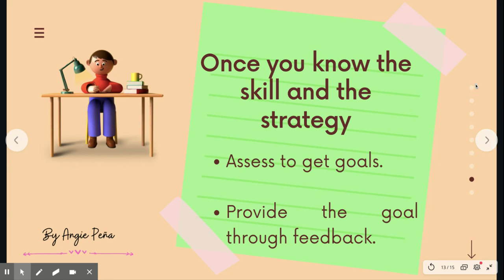So once we know the skill and the strategy, what we could do is to figure out a way to assess those goals. And when we assess those goals, then we can provide the students feedback. So we can tell the student, okay, you know what? I noticed that we need to work on fluency, and I will show you a strategy. So that would be a very positive way to tell the student that this is something I noticed, and this is how I will help you get through that skill.